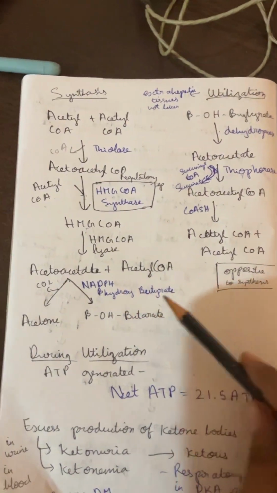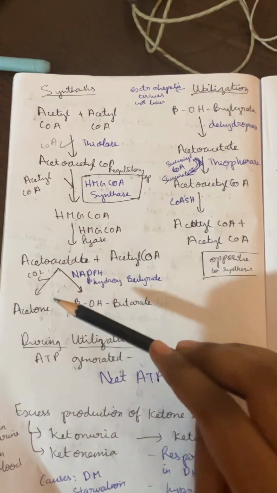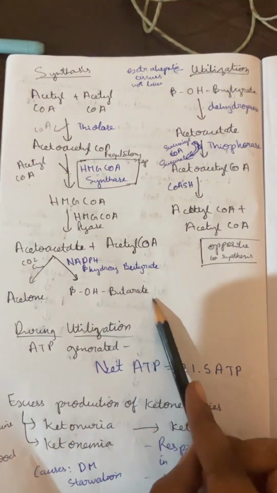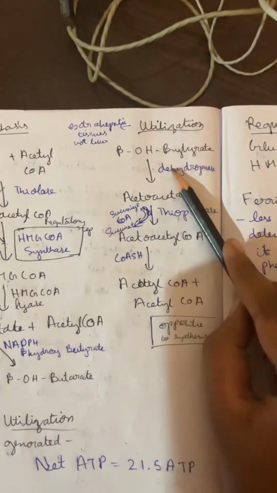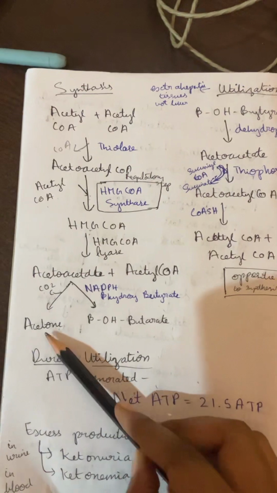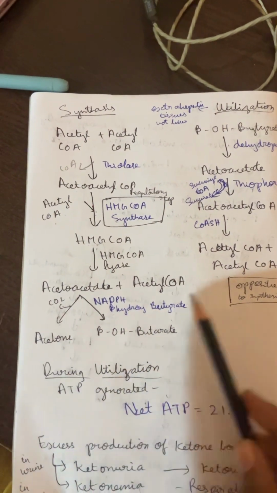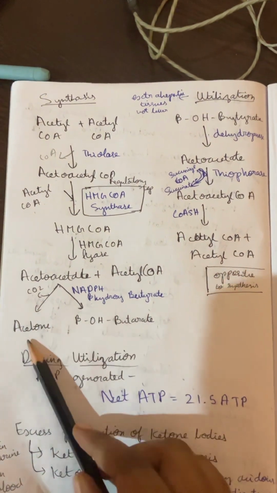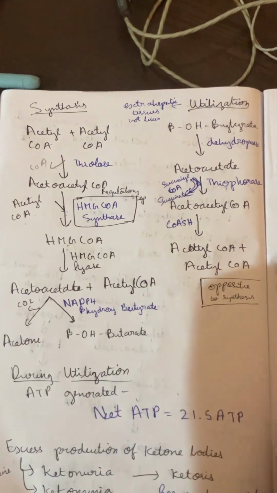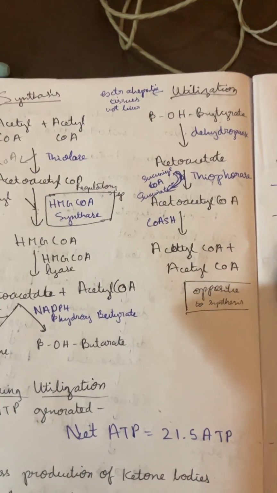Easily like that only. Now synthesis is over. Till here synthesis. Now from this beta hydroxybutyrate, we will take it here in the body. Acetone is gonna be used up. It will go into the TCA cycle. One more, like more ATPs will be generated, energy will be given. Okay. Now utilization of beta hydroxybutyrate.